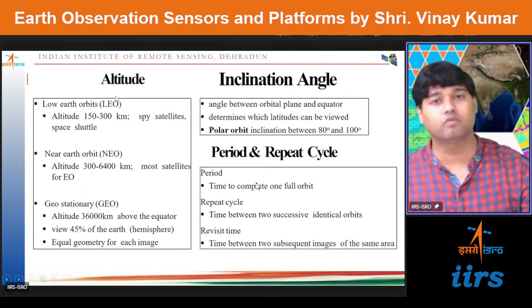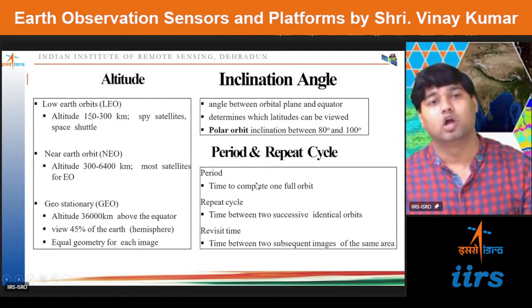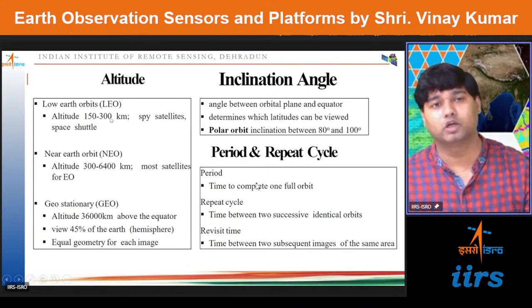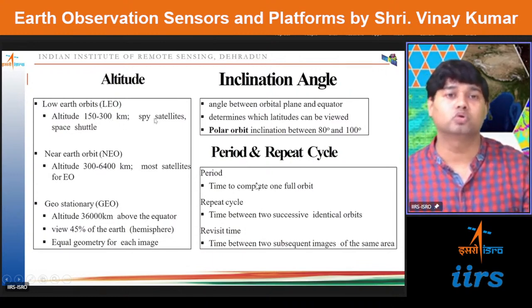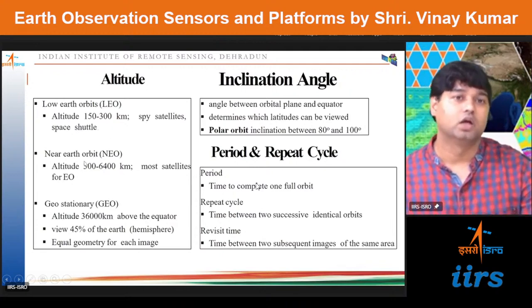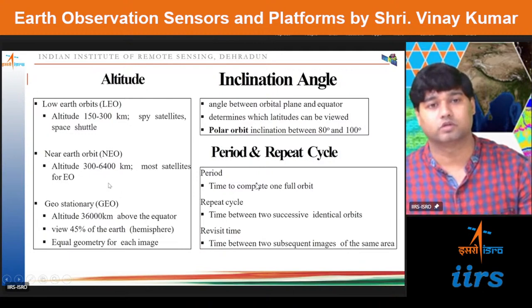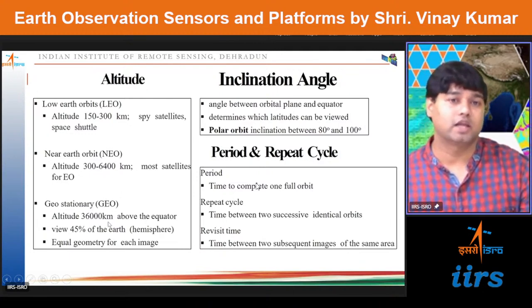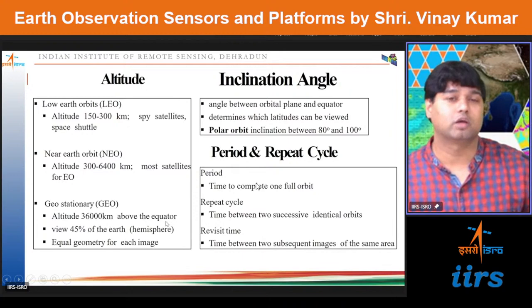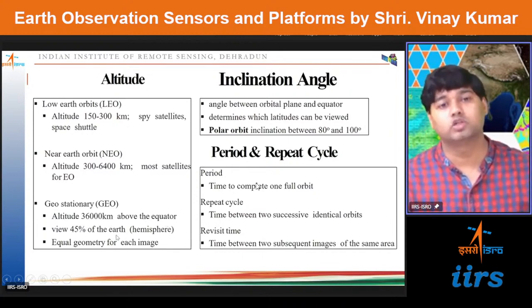So on the basis of that, there are three categories of altitude: low Earth orbit, near Earth orbit, and geostationary. Low Earth orbit, which is from 150 to 300 kilometers. Most of your spy satellites or space shuttles use this altitude. Near Earth orbit, altitude from 300 to 6,400 kilometers, most satellites for Earth observation. Geostationary, the altitude is 36,000 kilometers above the equator, which views 45% of the Earth's surface, with equal geometry for each image.